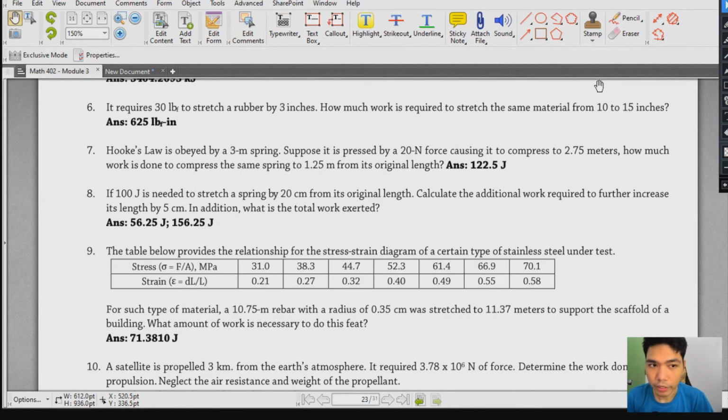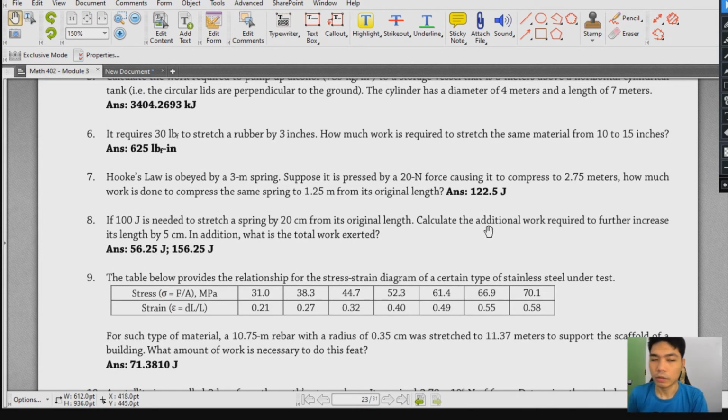Okay, so let's have the next one, which is related to Hooke's law. Let's have this number 6, and it states that if it requires 30 pound force to stretch a rubber by 3 inches, how much work is required to stretch the same material from 10 to 15 inches? Now remember, this one is under Hooke's law. So we could just imagine our equation being F is equal to KD. And of course, if you want to determine the work from A to B, integral of F of X dx. So you have to express this F in terms of X, using this K.